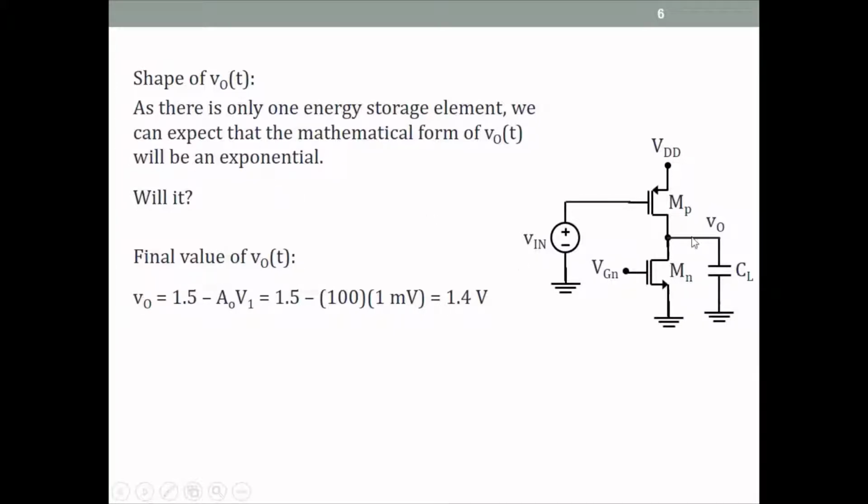What will be the final value of VO(t)? That will be the final DC value when the capacitor has finally charged fully. So for the final DC analysis, we can ignore CL, and then the output voltage is the initial value minus A0 times V1, where V1 is the magnitude of the input step we have applied.